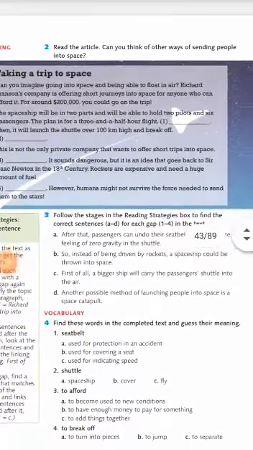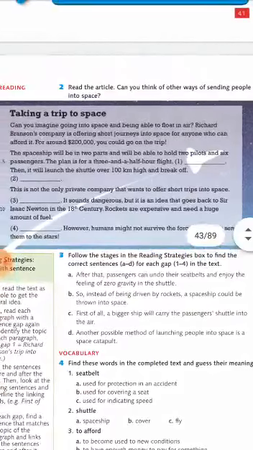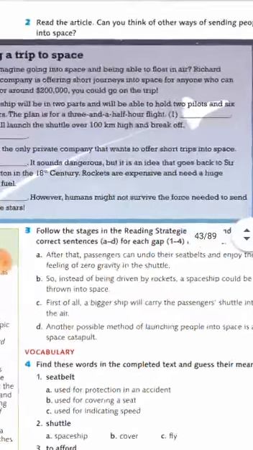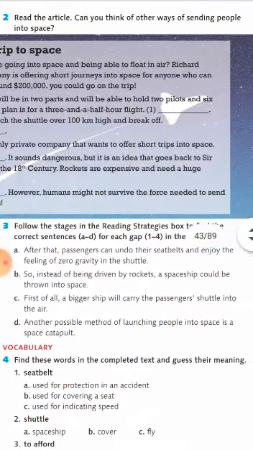Let's continue. Exercise number 3. Here we have A, B, C, D. We will fill them in 1, 2, 3, 4. We will put A, B, C, D in the correct order in 1, 2, 3, 4 up there. Follow the stage in the reading strategies box to find the correct sentences from A to D for each gap from 1 to 4 in the text.